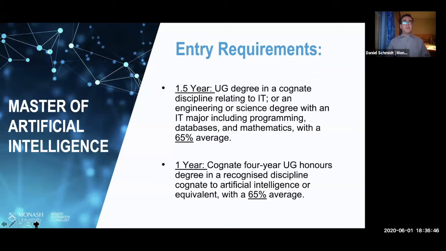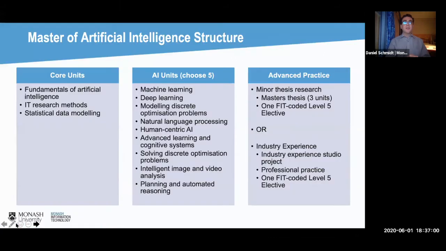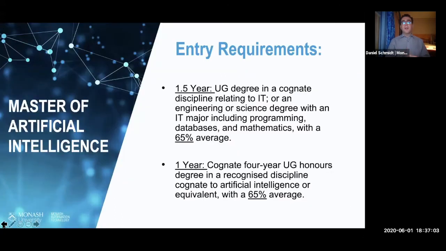The 1-year version, you will hold a cognate 4-year undergrad honors degree in a recognized discipline, cognate to artificial intelligence or equivalent, with 65% average. So essentially, if you have a 4-year honors style degree, then you can enter in a 1-year degree. If you do not, you enter through the 1.5-year degree. A key difference between the MAI and the previous two, the Master of Data Science and the Master of Cybersecurity, is that there are no foundation units within the MAI.